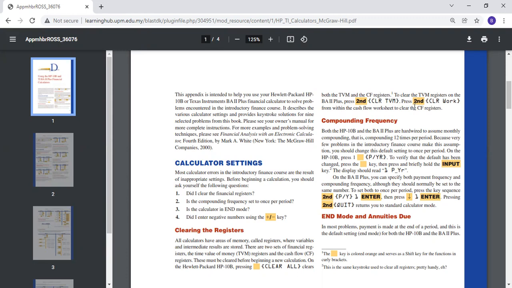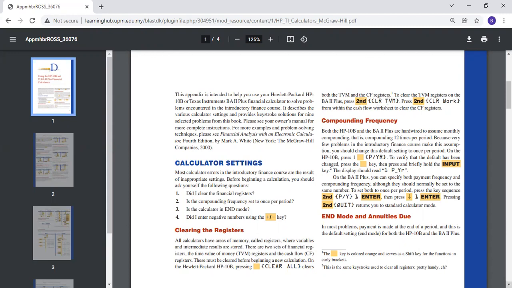Alternatively, you can also press second function, CLR work. This will clear the cash flow. We are not using this for now. Later on, we'll use this when we get to maybe lecture 10 or lecture 11. But for now, we'll be using this second function, clear time value of money.